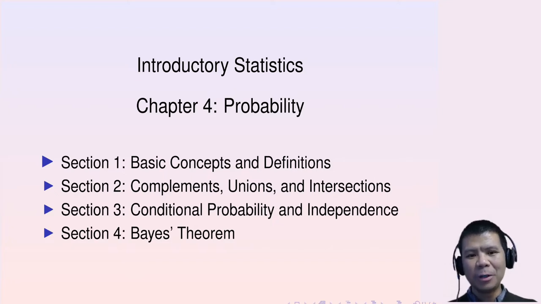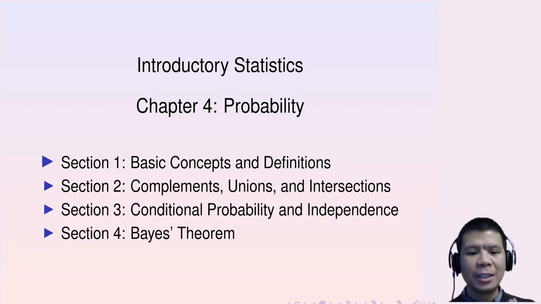In today's lecture, we're going to move on to Chapter 4 on Probability. In Section 1, we will talk about the basic concepts and definitions. In Section 2, we're going to introduce some basic set event operations: the complements, unions, and intersections. In Section 3 is conditional probability and independence. And finally, Section 4 is about Bayes' theorem.